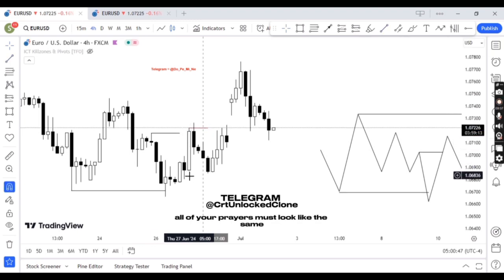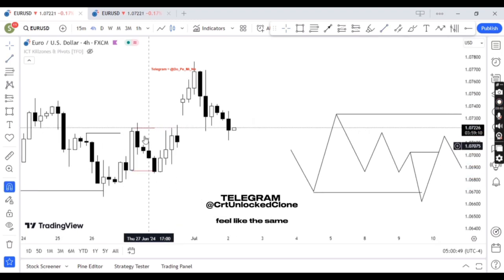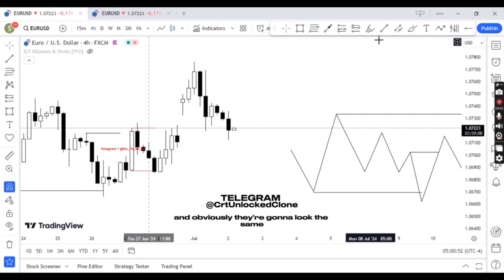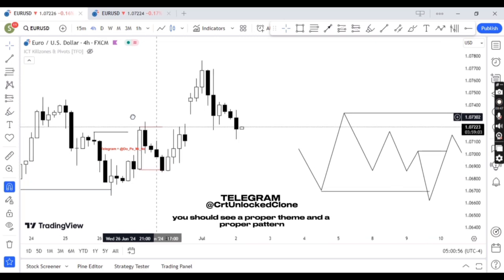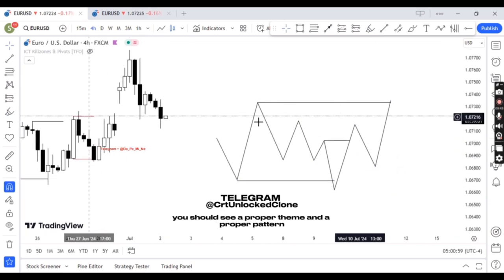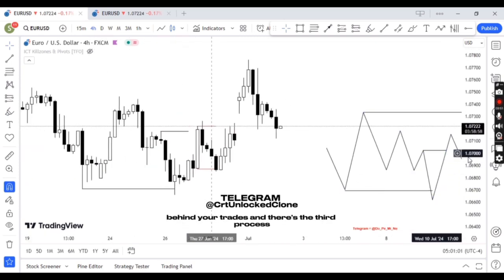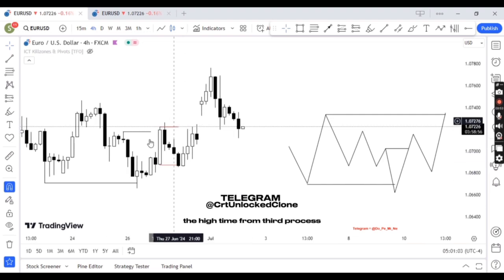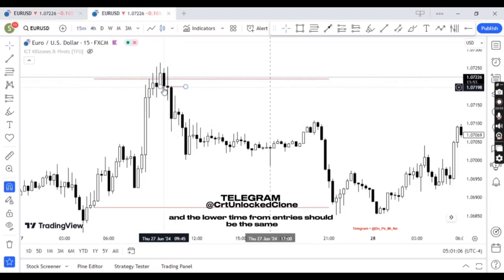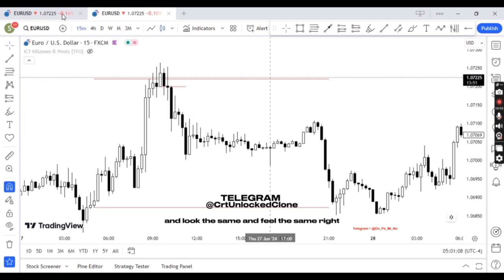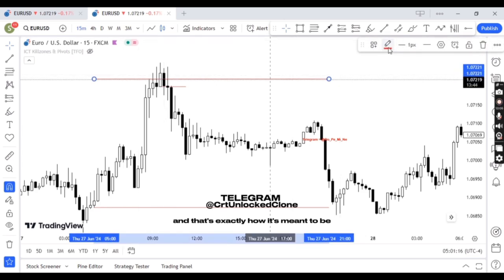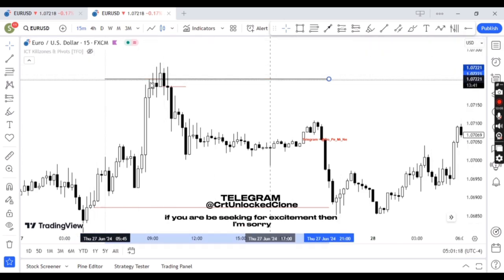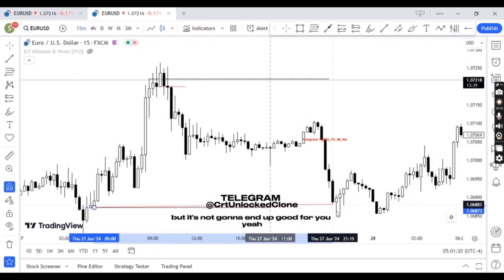All of your trades must look the same, feel the same, and obviously they're going to be boring as fuck, right? This is exactly what your aim should be. You should see a proper theme and a proper pattern behind your trades, and the thought process, the higher time frame thought process and the lower time frame entries should be the same and look the same and feel the same, right? That's your aim as a trader. And obviously it's going to be boring, it's going to be repetitive, and that's exactly how it's meant to be. If you're always seeking excitement, then I'm sorry, but it's not going to end up good for you.